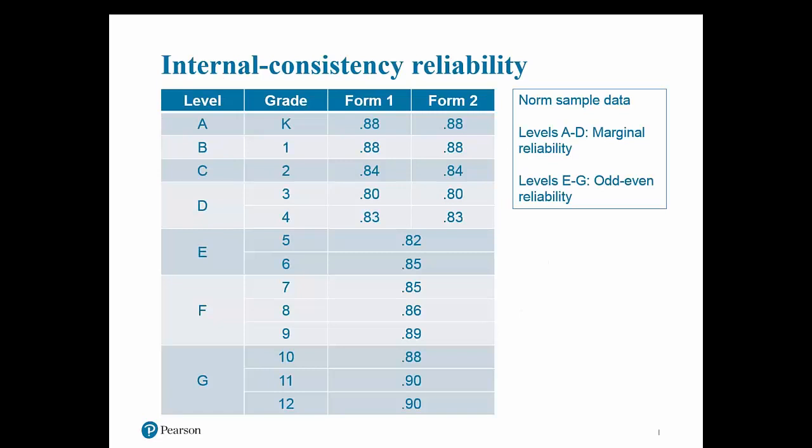These are the reliability results for all the levels. Again, the marginal reliability for A through D, and the odd-even reliability for E, F, and G. So all the reliabilities are between 0.8 and 0.9.